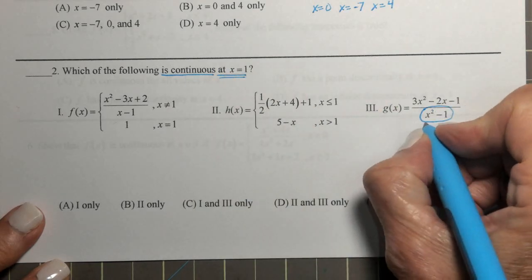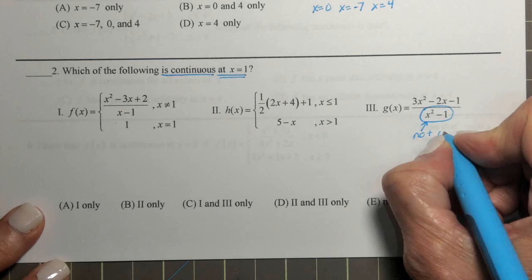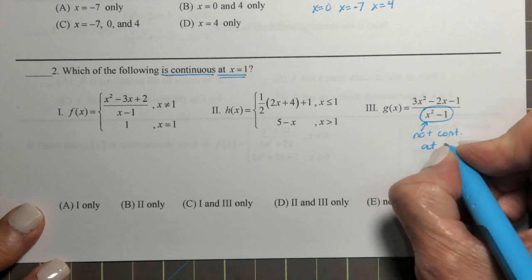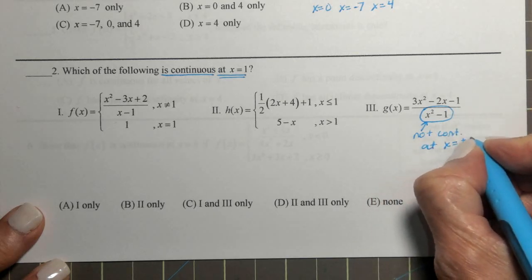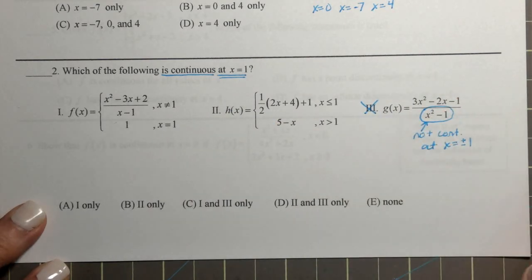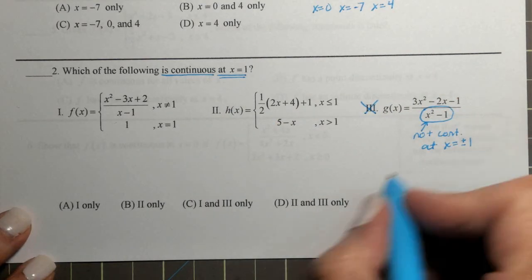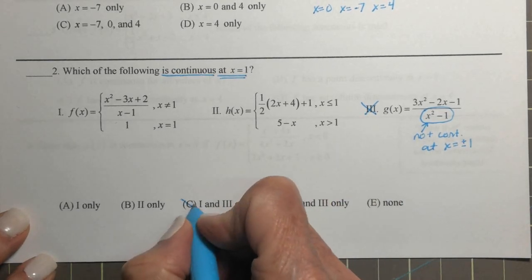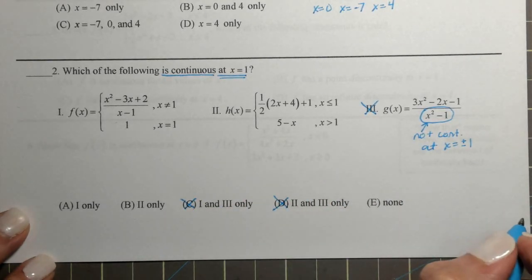So this is not continuous at x is equal to positive or negative 1. So not continuous. So I'm not going to include 3. Anything with 3 in it, I can omit here from my choices. Okay.